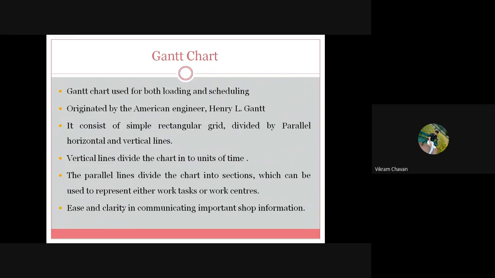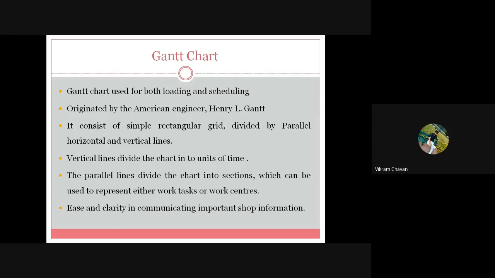Okay. Now, this particular Gantt chart is used for loading purpose also and scheduling purpose also. So loading is nothing but assigning the jobs to the workstations, and scheduling is nothing but to provide the starting time and date and the end time and date. That is nothing but fixation of starting the job and fixation of end time of that particular job. So these Gantt charts are used for loading purpose also and scheduling purpose also.